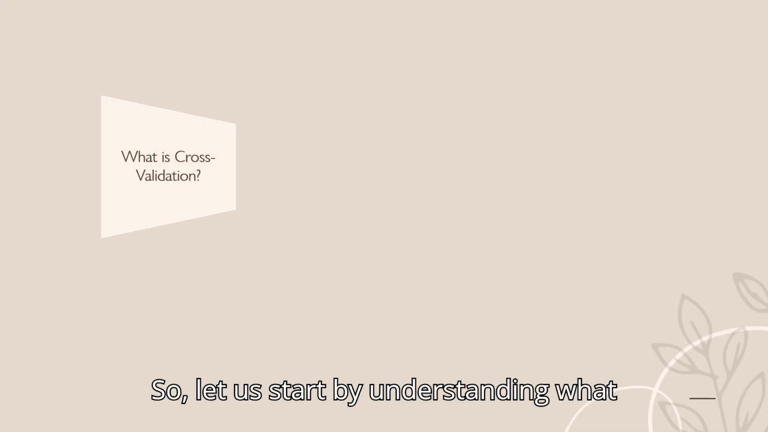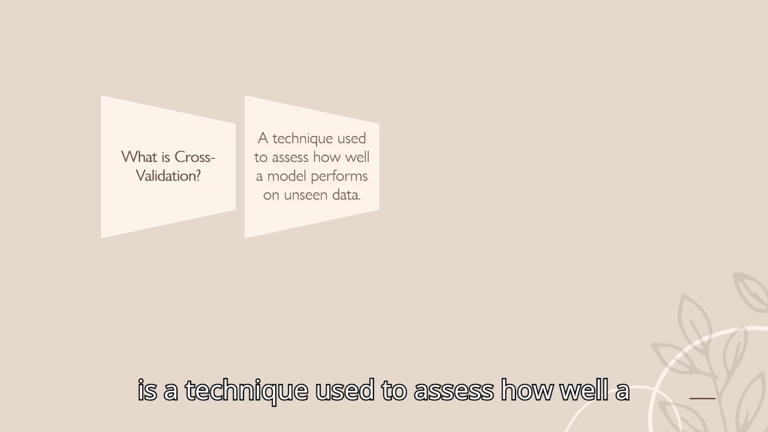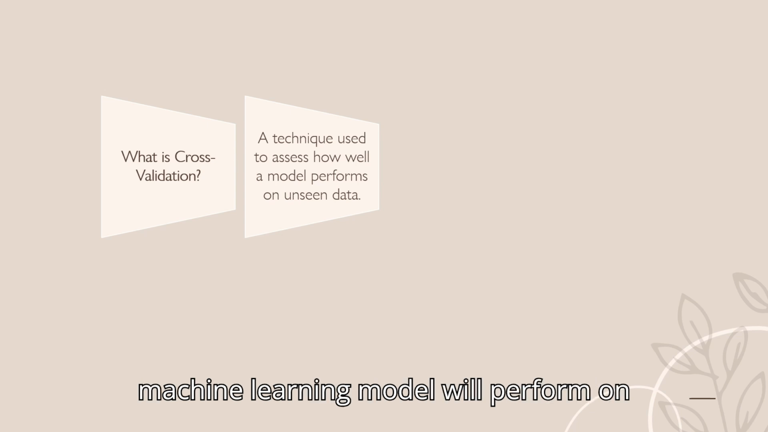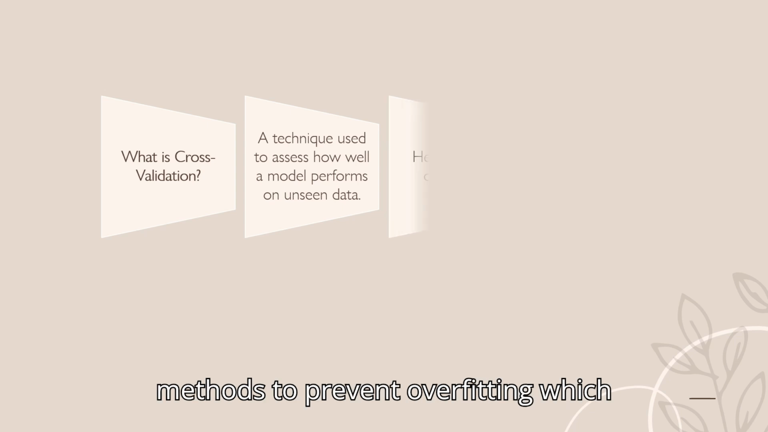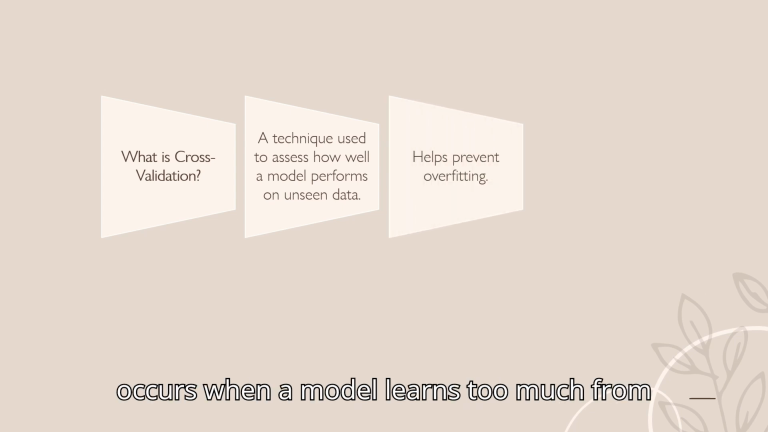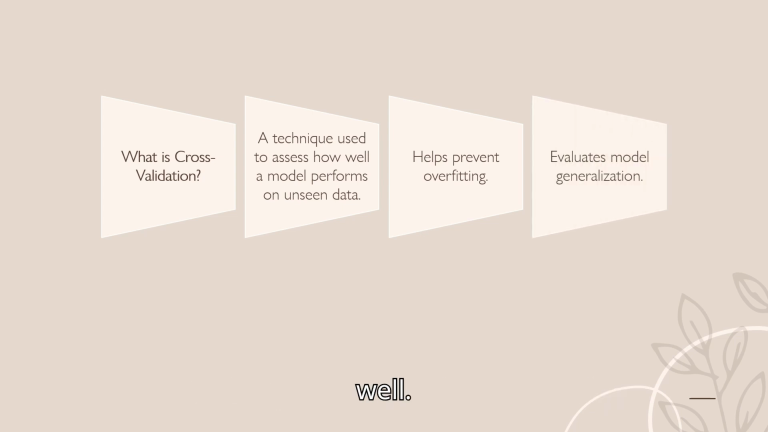So let us start by understanding what cross-validation is. Cross-validation is a technique used to assess how well a machine learning model will perform on unseen data. It's one of the key methods to prevent overfitting, which occurs when a model learns too much from the training data and fails to generalize well.